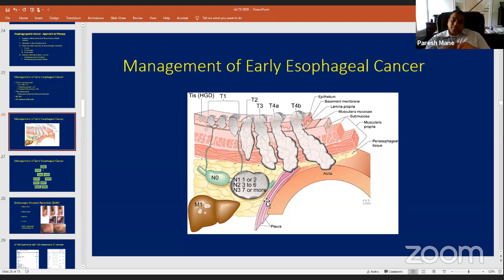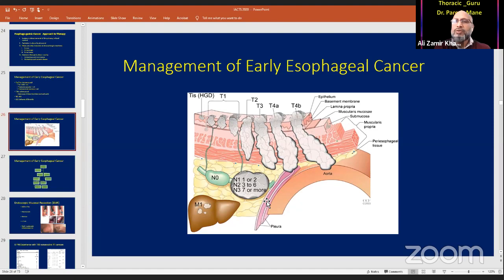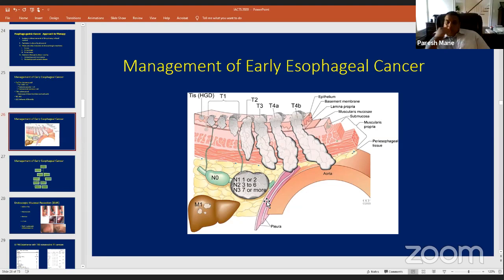Okay, now talking about lymph node dissection, how do you do a lymph node dissection when you're doing a transhiatal esophagectomy? So that's one of the problems with a transhiatal esophagectomy. Lymph node dissection is harder, it's blind. And so it's not possible to do a good lymph node dissection with a transhiatal esophagectomy. That's the practical reality of the situation.